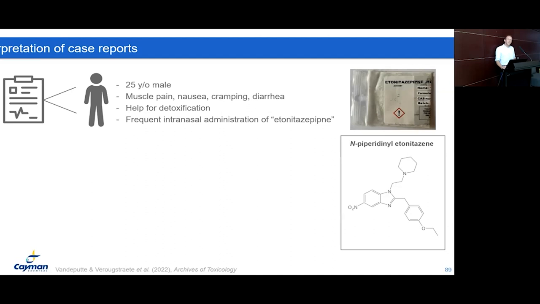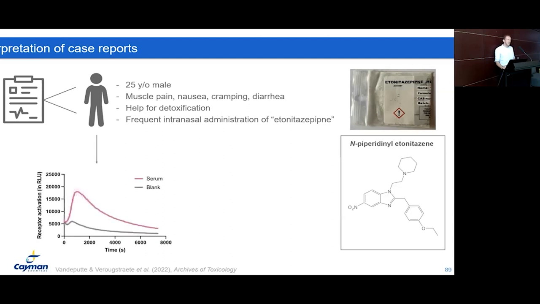And what we did, we got a plasma sample from this individual, and we measured the opioid activity in that sample. And this is what we got. So it was clearly different from a blank, so substantial opioid activity was present in the sample. We also quantified etunitazepipni in the sample, and this was 1.2 nanogram per mil.